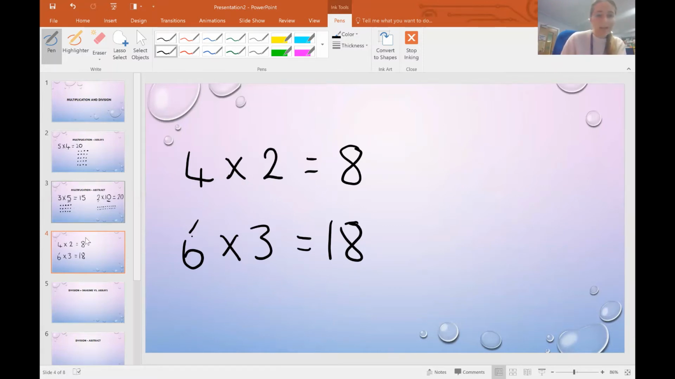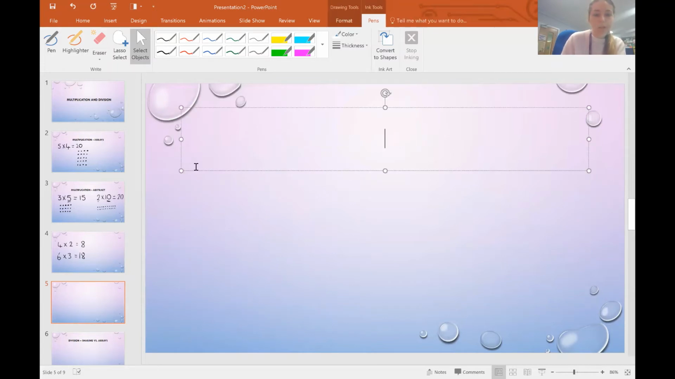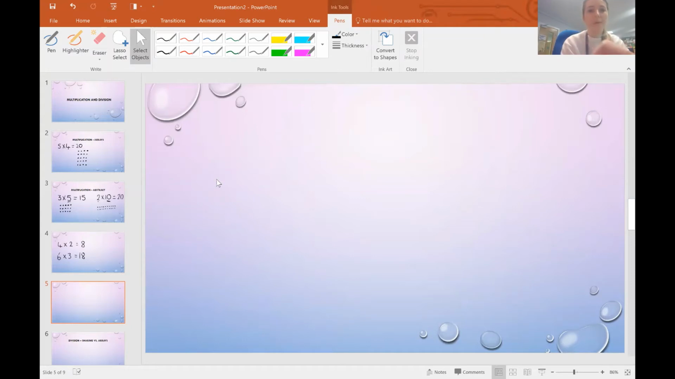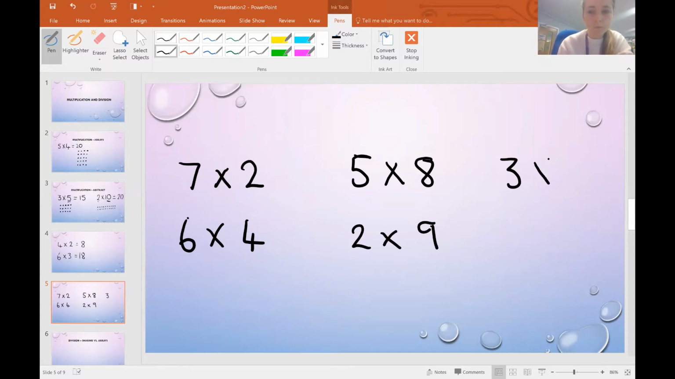Okay, have a go at practicing finding out your multiplication statements by counting in steps. So I would like you to pause the video now and have a go at the questions that I'm about to write on the screen. Off you go.